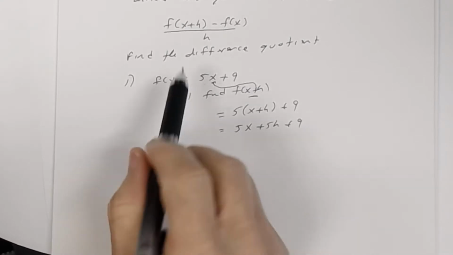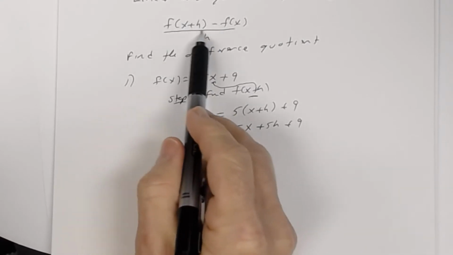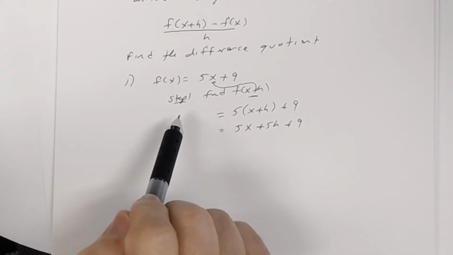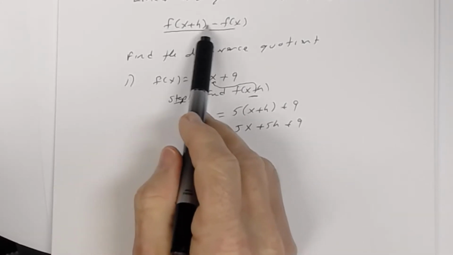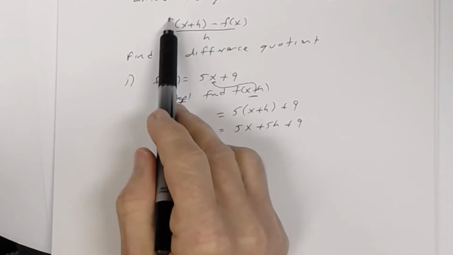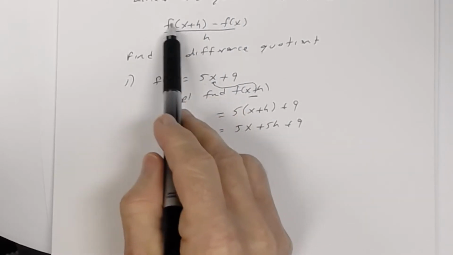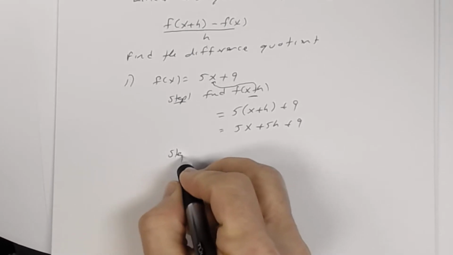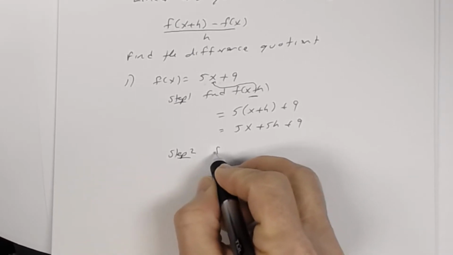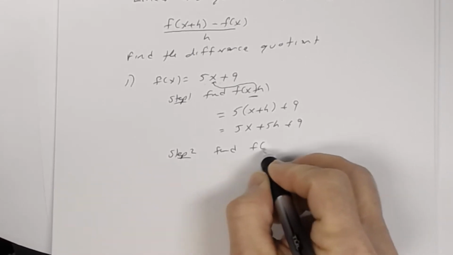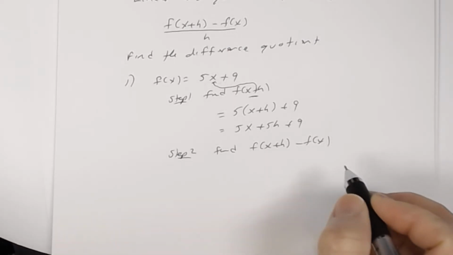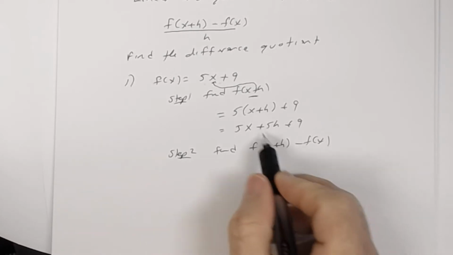So all you've done now was you found this part here. That's all you found. Then the next thing I'm going to do is call step two. Step two is still dealing with the numerator. So I found step one, and now this whole thing up here is going to be step two. So step two then is to find the numerator: find f of x plus h minus f of x. So we found this part, that's this.